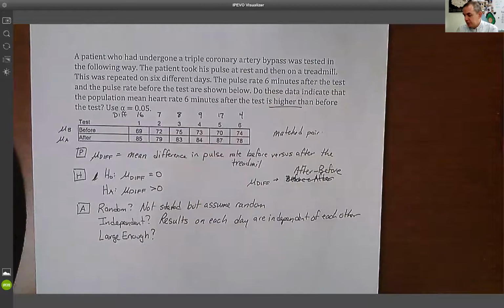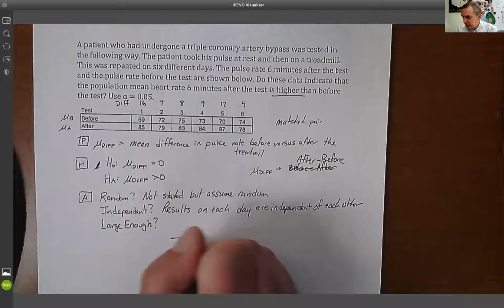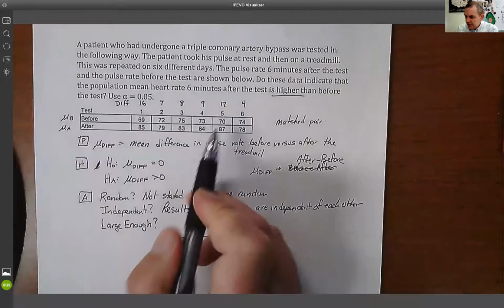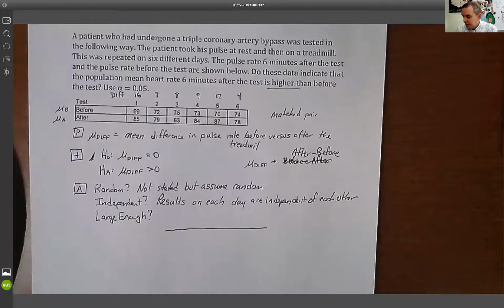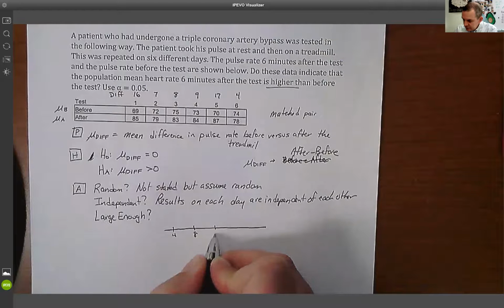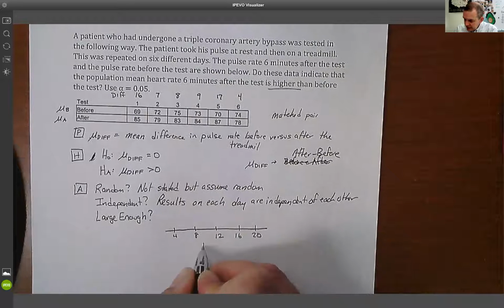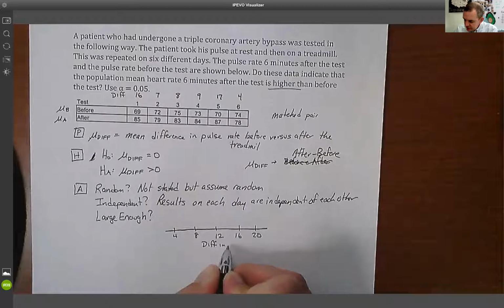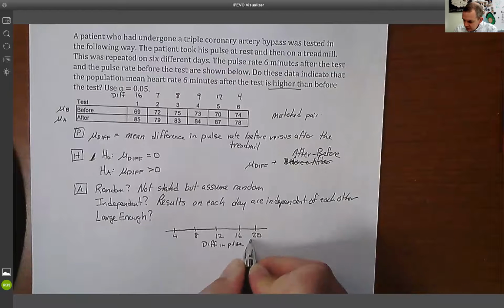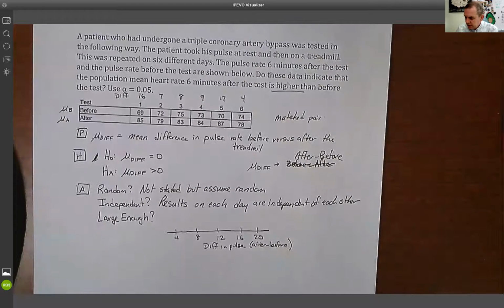So this is one of those ones, again, with a smaller sample size. What I'm going to encourage you to do is just to do a dot plot. And it looks like I go from 4 to 17. So what I'm going to do is the following. I'm going to do 4, 8, 12, 16, 20. And we're going to call this difference in pulse after minus before. And we're going to go ahead and put the dots down.